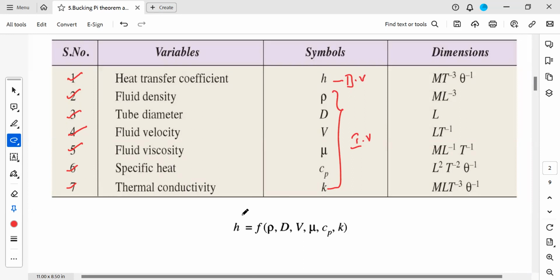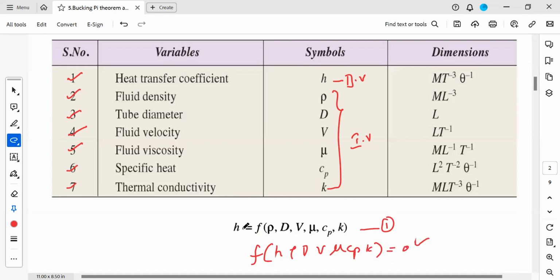Therefore we can write the relation between the variables as h is a function of rho, d, mu, velocity, cp, k. This is equation 1. Or we can write it as a function of h, rho, d, mu, v, cp, k equal to 0 also.